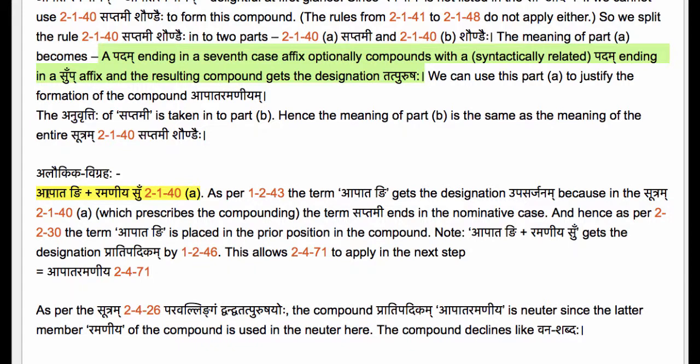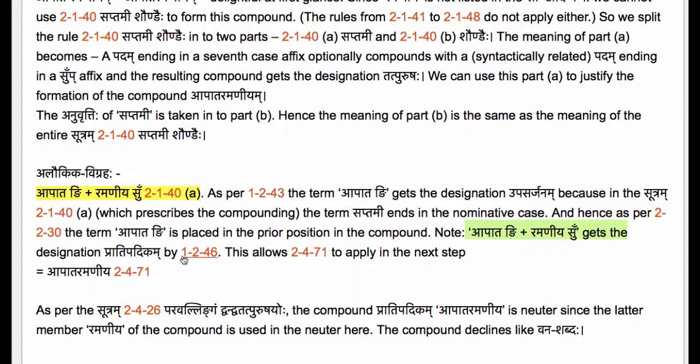Okay, now the Alaukika Vigraha is Apata Ni plus Ramaniya Su. The Sutram 2140A, which is the part which just says Saptami, is used to justify this compound. Remaining steps are straightforward. As per the Sutram 1243, Prathamanirdishtam Samasa Upasarjanam, the term Apatagni gets the designation Upasarjanam in the Sutram 2140A, which prescribes the compounding. The term Saptami ends in the nominative case. And hence, as per 2230, Upasarjanam Purvam, the term Apatagni is placed in the prior position in the compound.